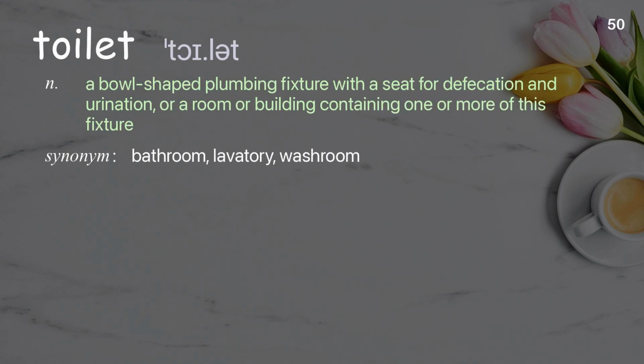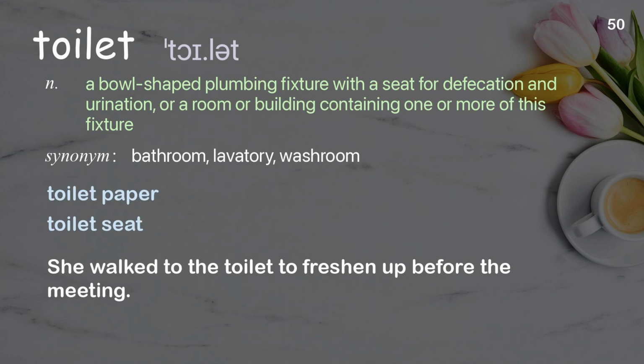Toilet. A bowl-shaped plumbing fixture with a seat for defecation and urination, or a room or building containing one or more of this fixture. Examples: toilet paper, toilet seat. She walked to the toilet to freshen up before the meeting.